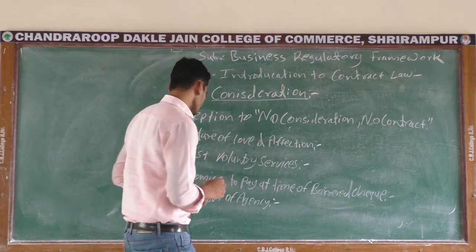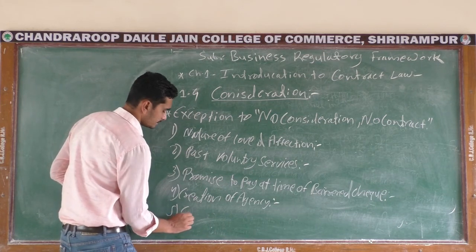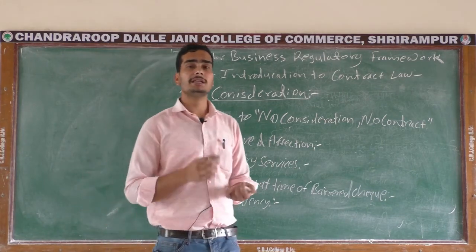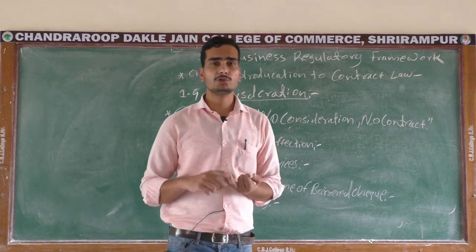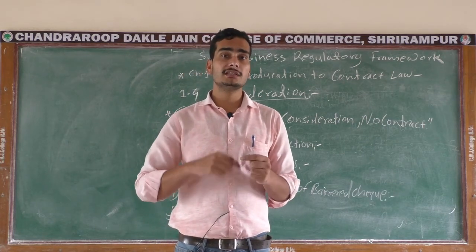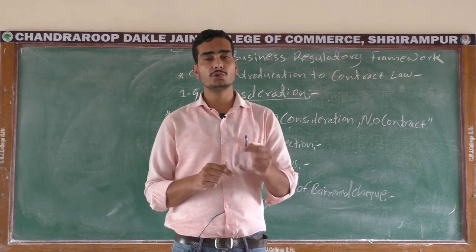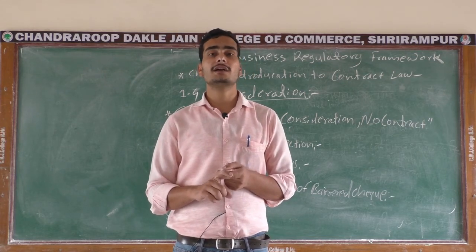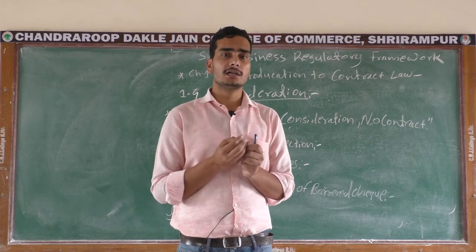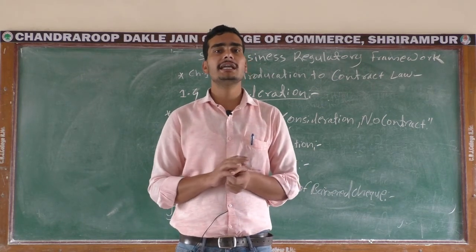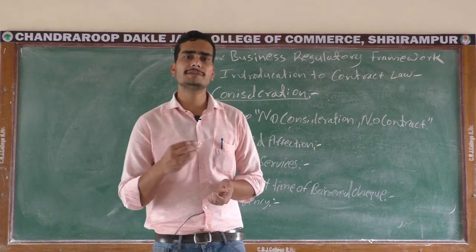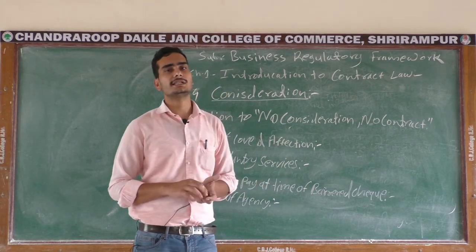Then the fifth point is your gift. We are various times receiving gifts from various people. It may be our friend, our spouse, or our parents. The people who give you a gift don't need any consideration. He is just giving you a gift for his own purpose and for his own love relating to you. He doesn't need any consideration for giving you goods or gifts. So gifts are also accepted under the no consideration, no contract rule.